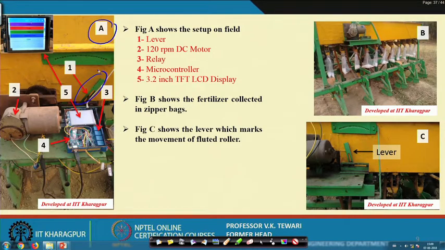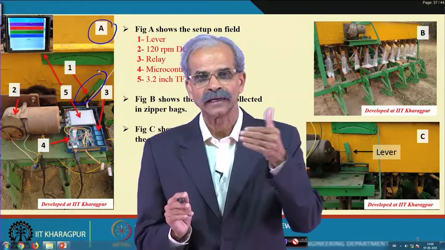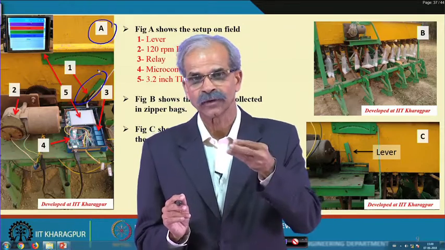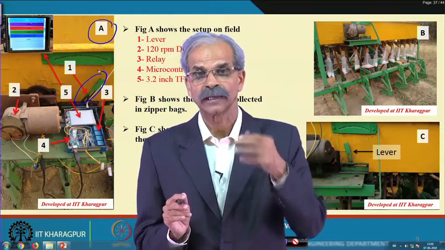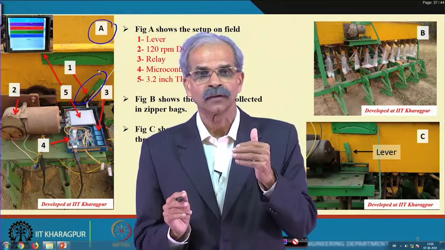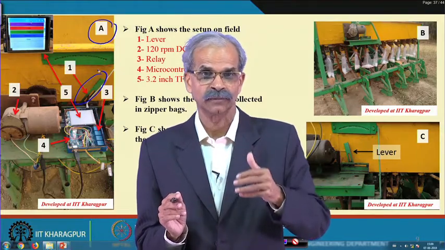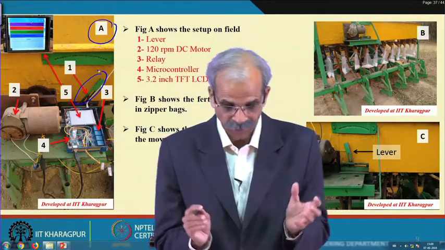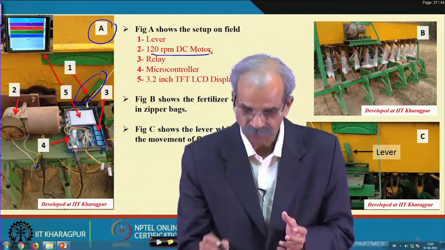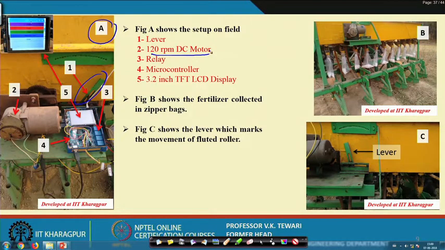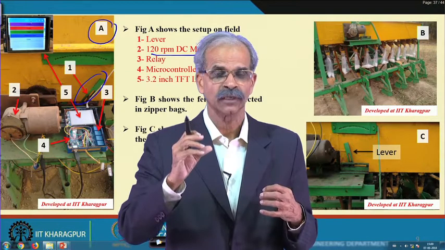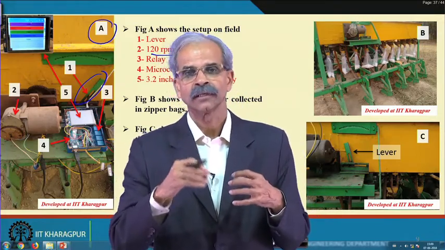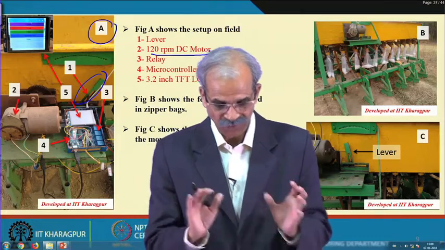Now, this is the lever which will move and change the exposure of the fluted roller while we want to have a change. This will be done on the advice of the DC motor which is there. That motor has been fixed at 120 RPM, because we want a certain amount of chemical, the fertilizer, to be applied. So, we have set all this.